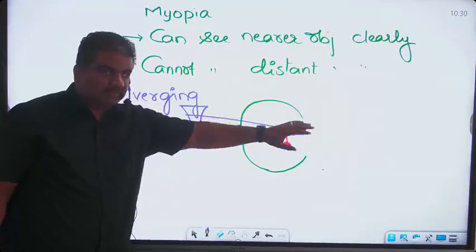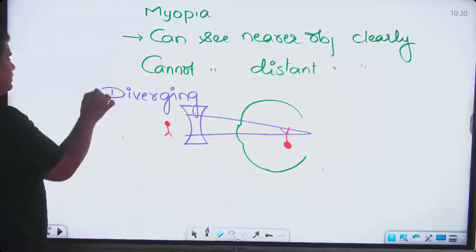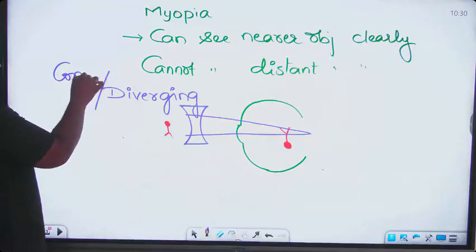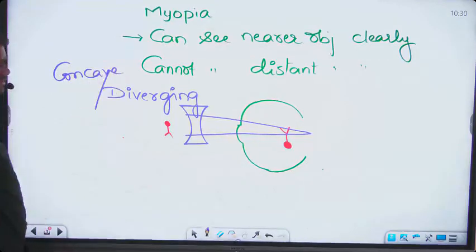So for the rectification of this, we use a concave lens or else a diverging lens. A question based on this: for a person who has short sight or myopia, where is the image formed? The image is always formed before the retina.